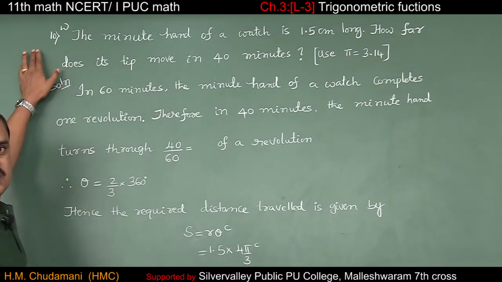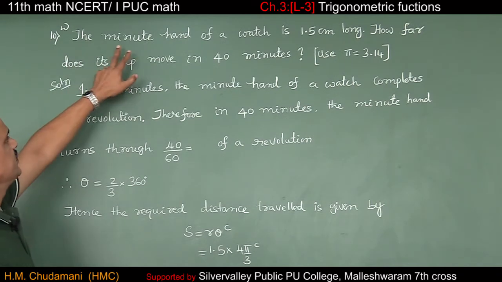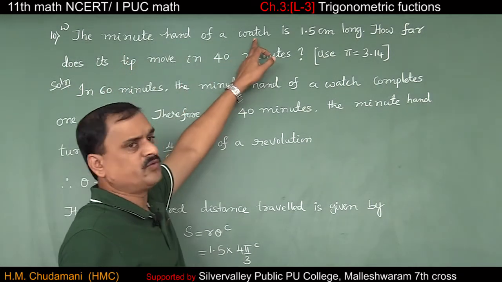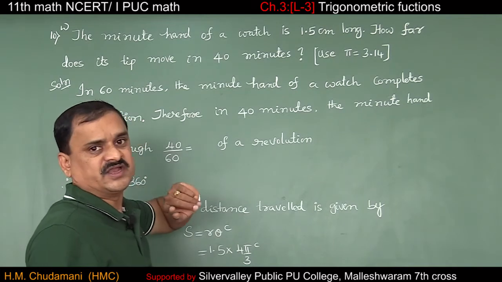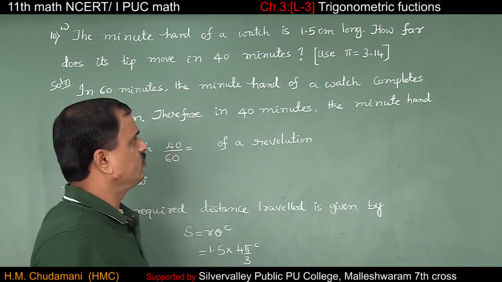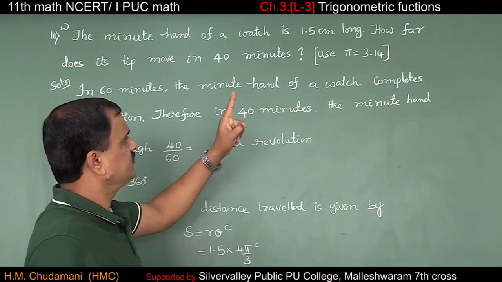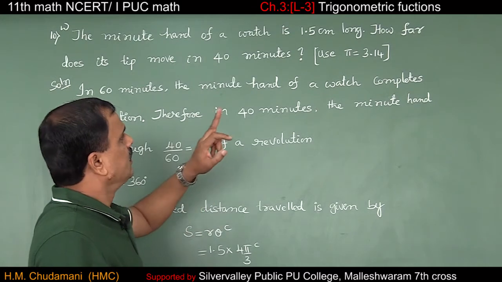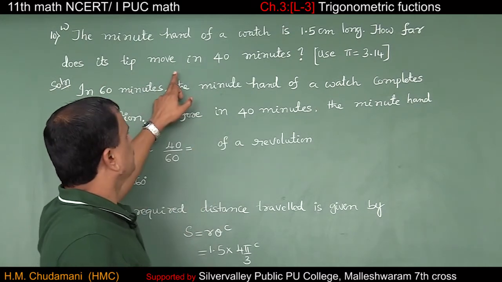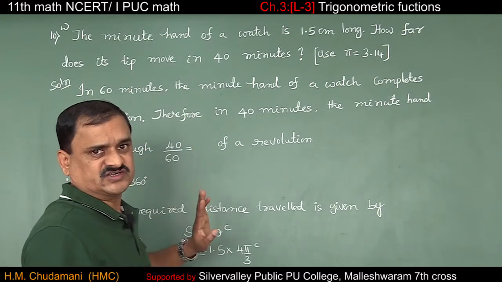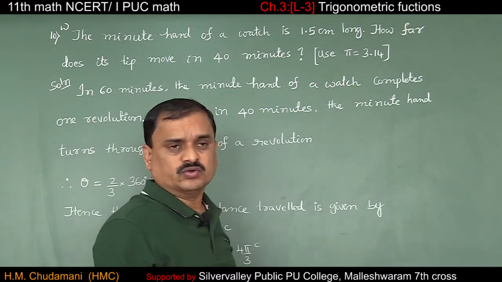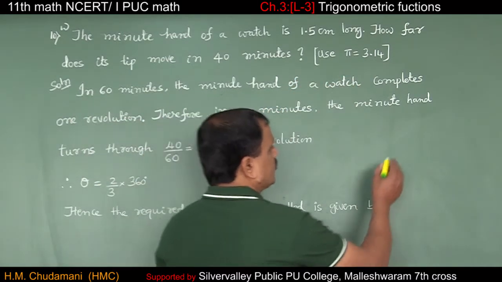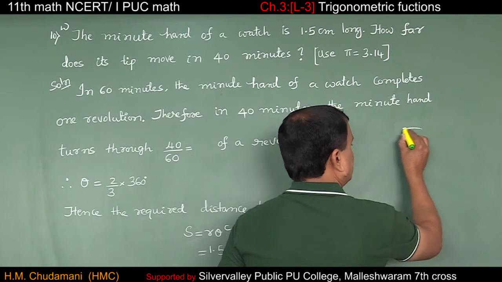Look at question number 10, a worked example. The minute hand of a watch is 1.5 centimeter long. How far does its tip move in 40 minutes? In 40 minutes. Use pi equal to 3.14.